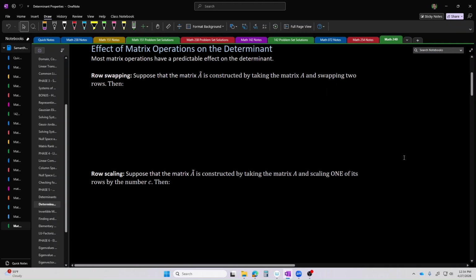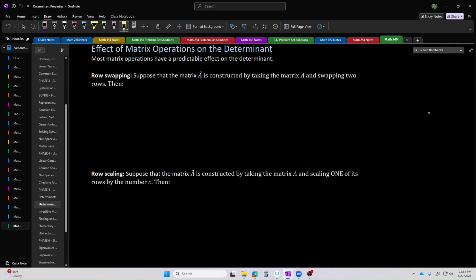So to begin with, suppose that we have a square matrix A which has some determinant, and then I go into the matrix A and I swap two of its rows. What effect does swapping rows have on a matrix determinant? The effect of swapping rows is that it changes the determinant to the opposite sign.